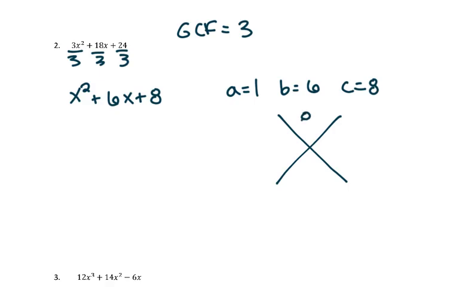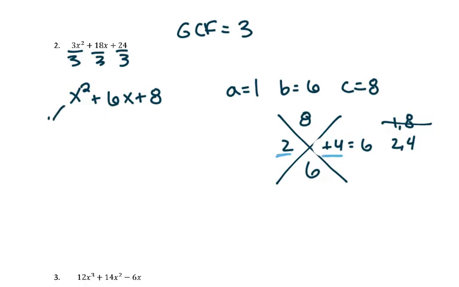8 times 1 is 8. 6 is on the bottom. So the numbers for 8 are 1 and 8 and 2 and 4. Now because the 8's positive, I'm going to add. So 1 plus 8 equals 9. Well, that's not what I want, so that's not the combination that we're looking for. 2 plus 4 is going to equal 6. So that's the combo that we want. So we're going to do 2 and 4.